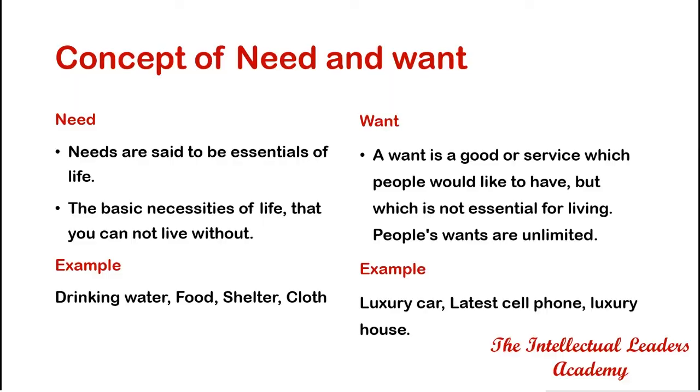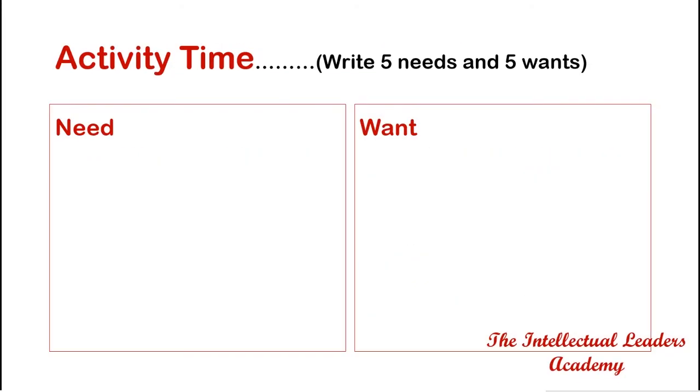Okay, now it is activity time. Whatever Sir Shayan teaches, Sir Shayan always does an activity at the end of that topic. I'm not going to teach too much. Now bring one paper and a pencil or a pen and keep it in front of you. We are going to have only a 30 second activity. Not too long, but this activity is very important for you to do. And the activity is, you have got 30 seconds to write 5 needs and 5 wants. And your time starts right now.